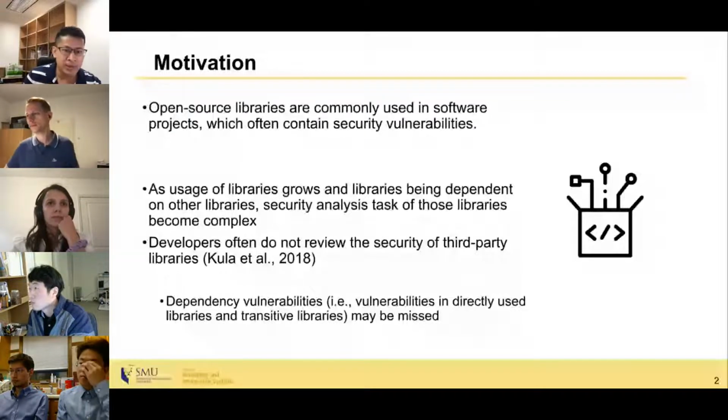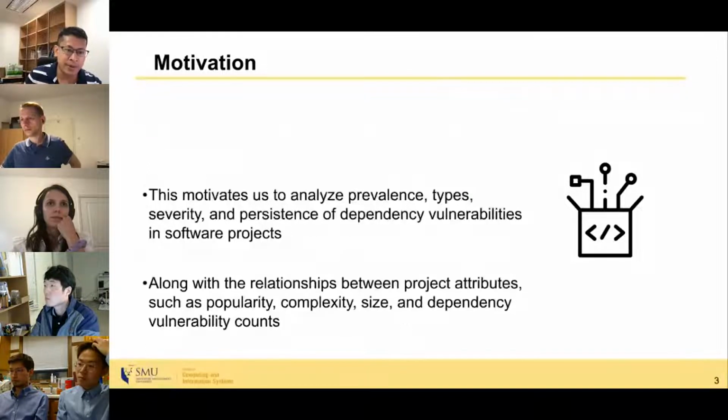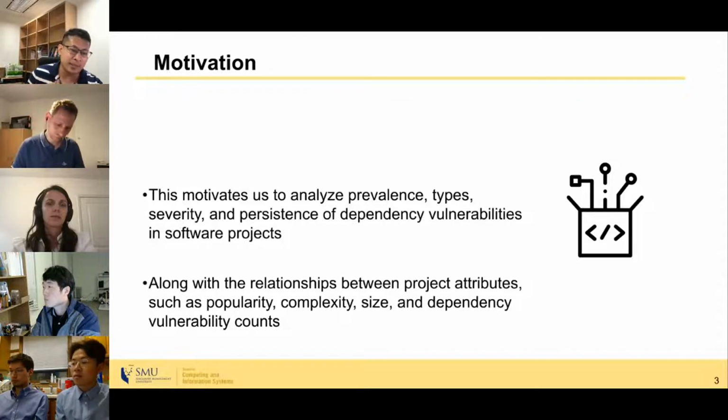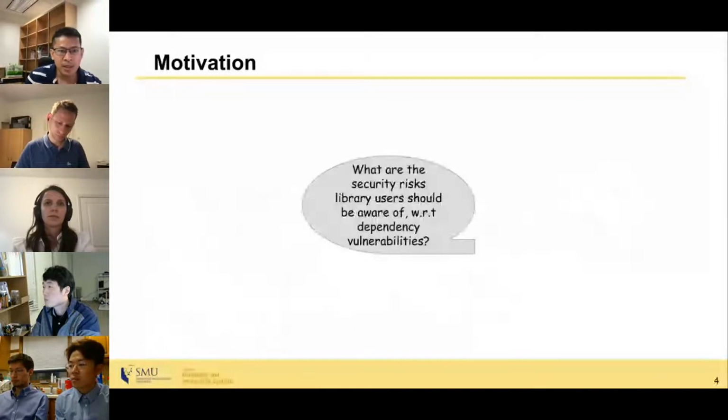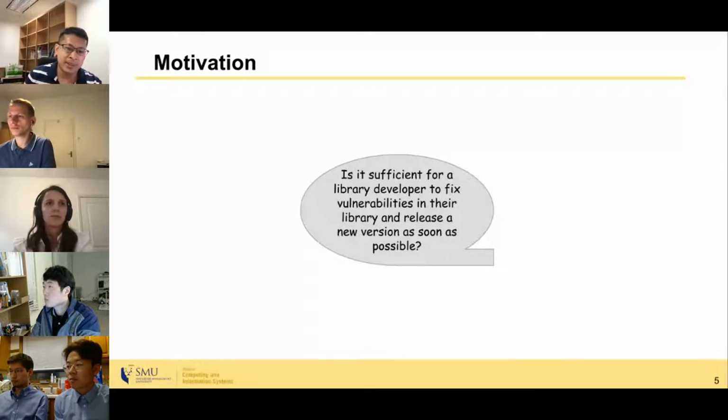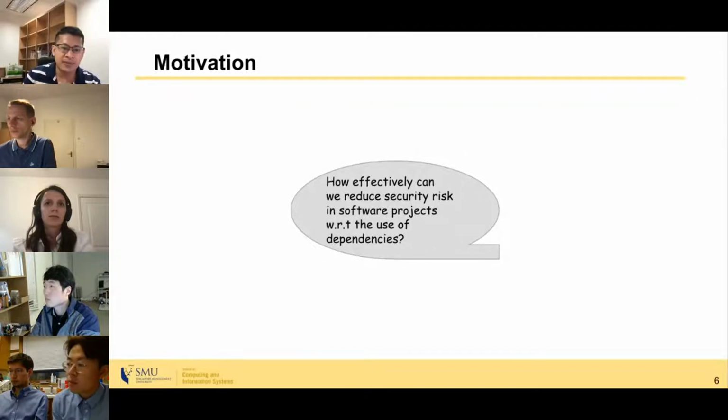So this led us to analyze the prevalence, types, severity, and persistence of dependency vulnerabilities in software projects, along with the relationship between project attributes like popularity, complexity, size, and dependency vulnerability counts. So we want to answer questions like, what are the security risks library users should be aware of with respect to the use of dependencies? And is it sufficient for a library to just fix the vulnerabilities and release the new version as soon as possible? And how effectively can we reduce security risks in software projects with respect to the use of dependencies?